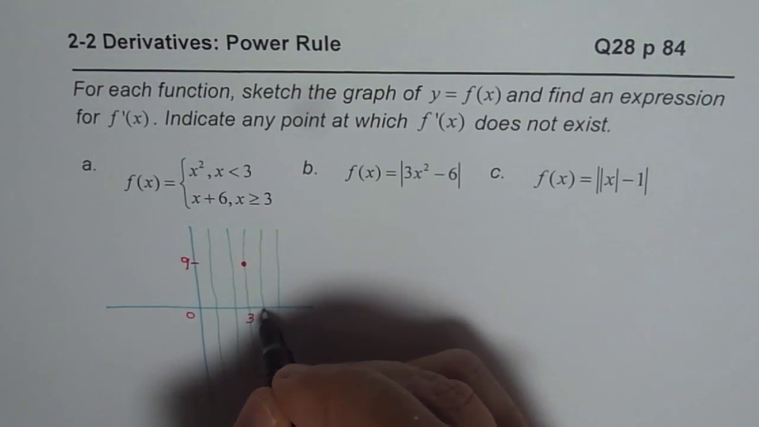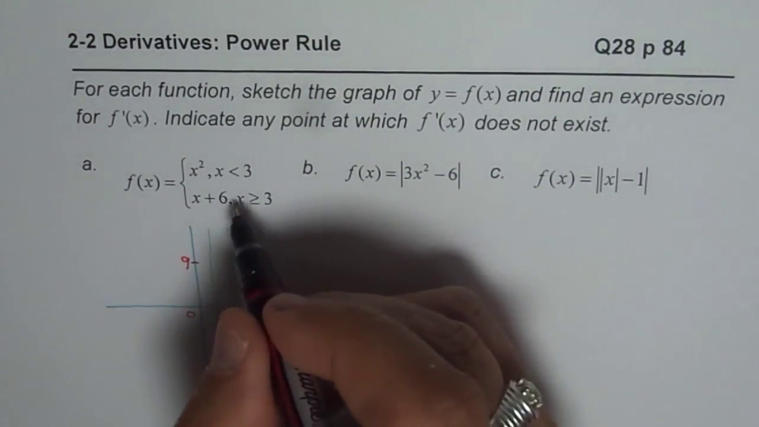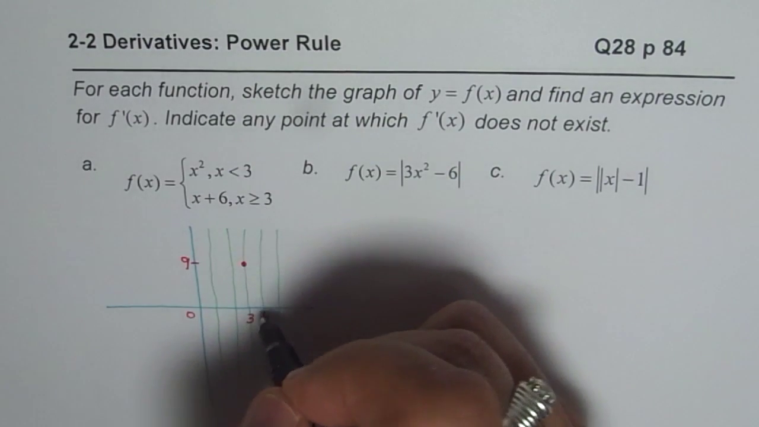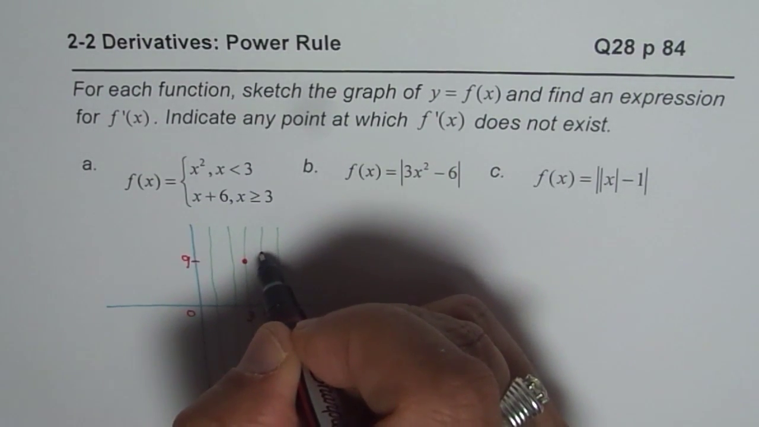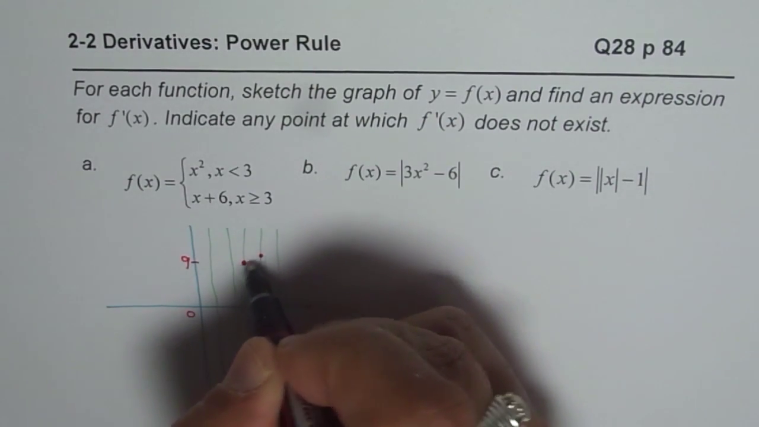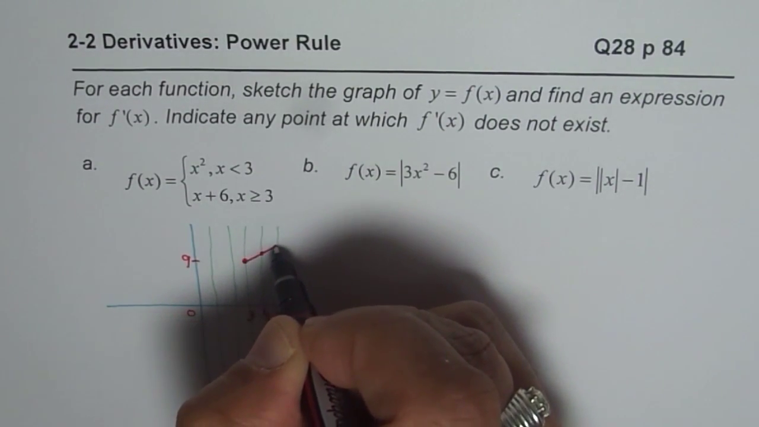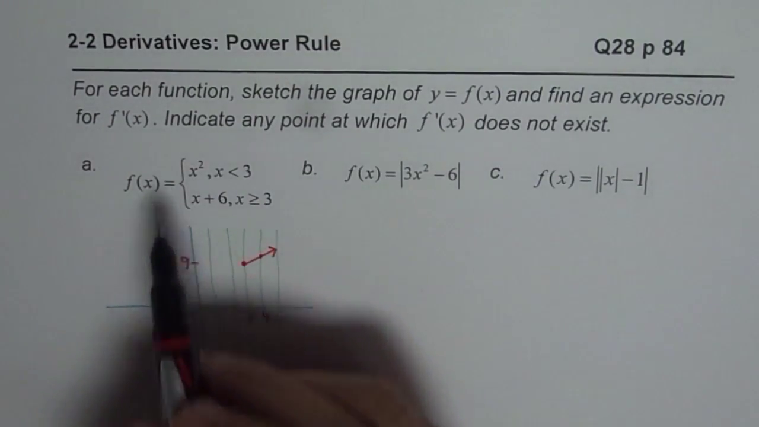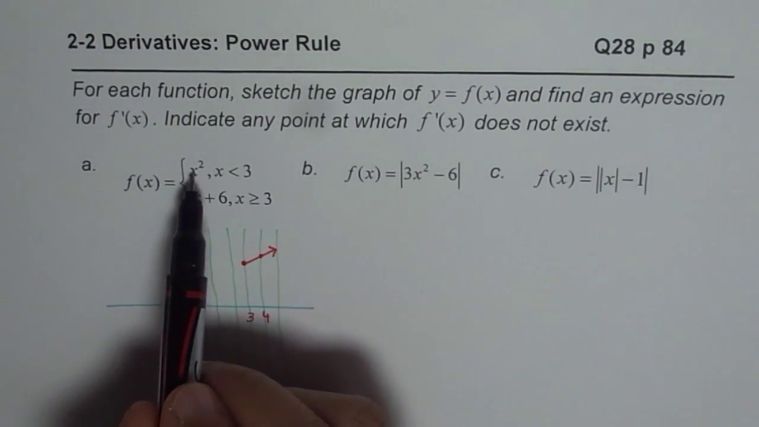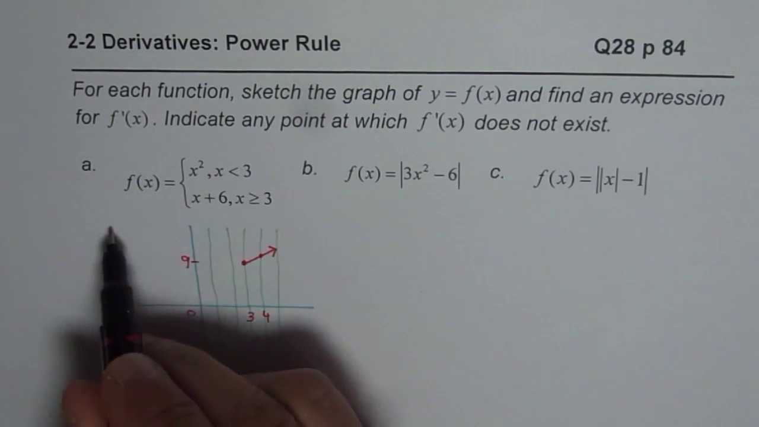So if I write 4 here, let's say, it's a straight line, I just need 2 points. So if I write 4, I get 10, right? So that is 10, let us say, for us. So like this. So what we see is on the right side, it is a straight line. Correct. On the left side, we have a parabola, kind of like this.